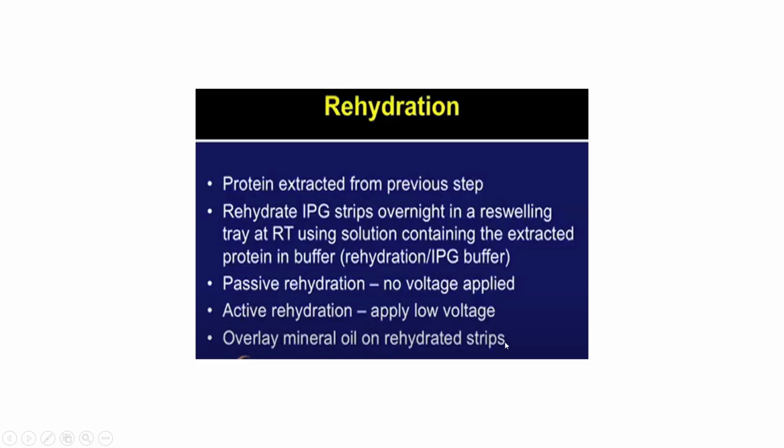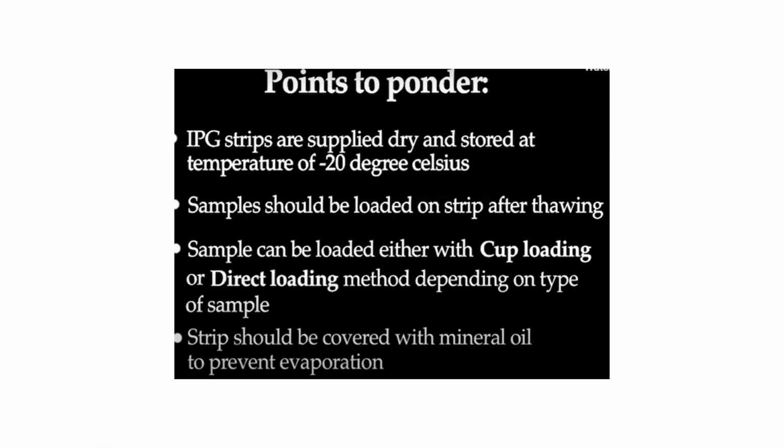Overlay mineral oil on the rehydrated strips in order to keep them contamination free, and also to prevent evaporation. IPG strips are supplied dry and stored at minus 20 degrees initially, and samples should be loaded on the strip after thawing. They are generally kept at -20 in order to maintain the pH gradient. Different strips are also available, such as 4 to 8 or 3 to 10. Depending upon your requirement, you can have such kinds of pH strips.